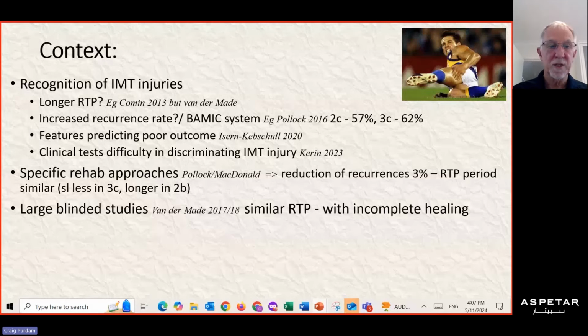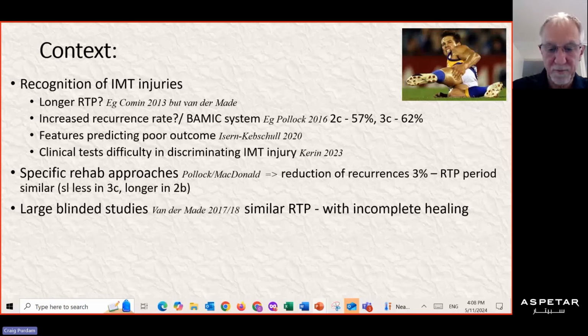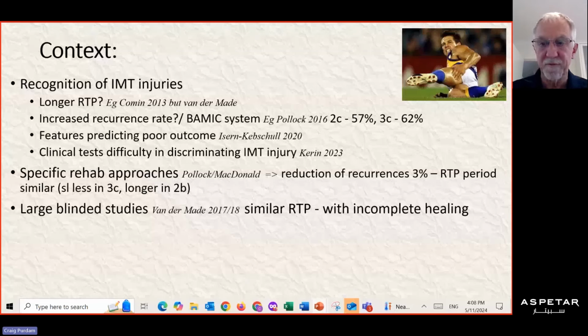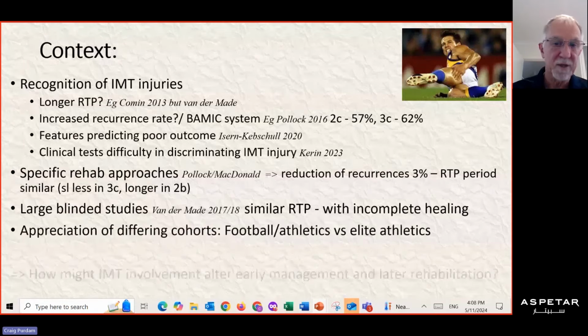And then, of course, we've got the large blinded studies, well known to us, the Netherlands Aspetar connection, and out of that, a subgroup, again by Anne van der Meijde, showed a similar return to play between those with and those without intramuscular tendon injuries, but also, in those that did return, that there was incomplete healing. I'll touch on this a little more later, but this showed that people could survive, certainly 80+% of them, with incomplete healing of these lesions.